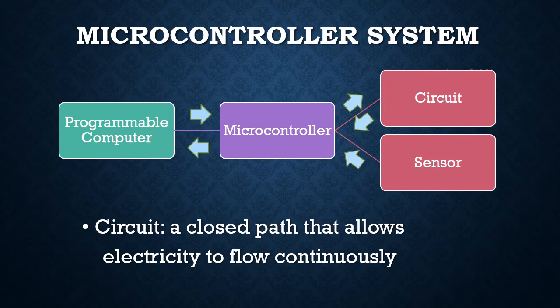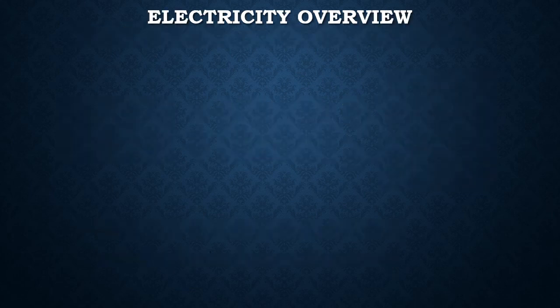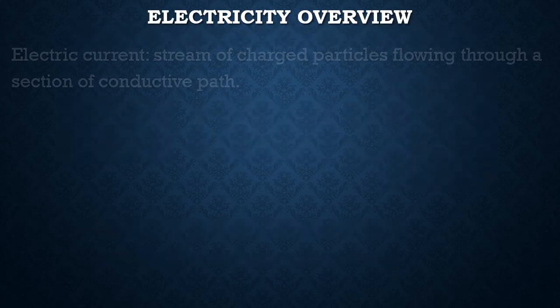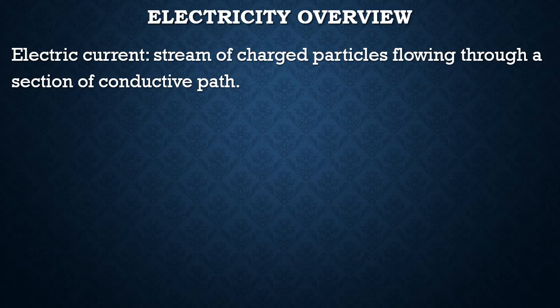Usually, an electric circuit has components in it, such as at least one power source, switches, lights, motors, speakers, and other devices that use electrical energy to do something. How do we define electricity? Electricity is the flow of charged particles, which can be electrons, ions, or other subatomic particles that carry charge.